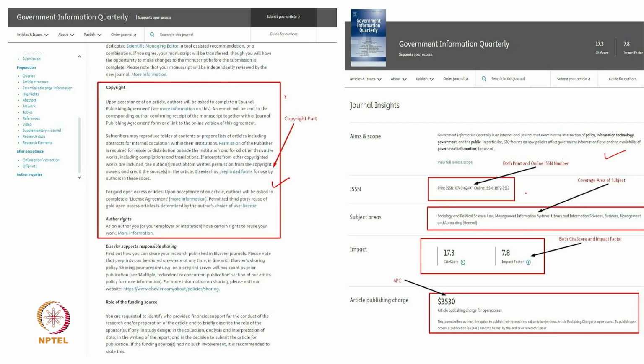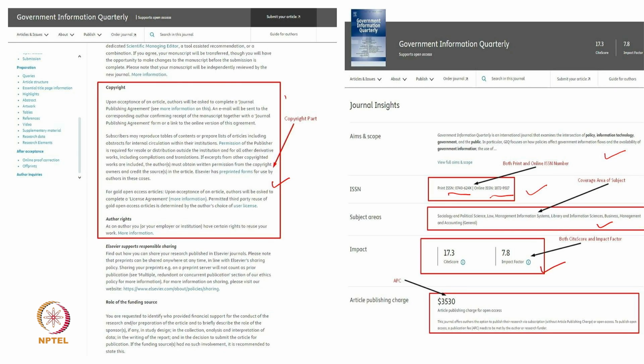Then the ISSN number is given. Here you will see there are 2 ISSN numbers given. One is for print and one is for online. So this journal is available in 2 publication modes: print form and online form. Then the next part is the subject areas. This particular journal publishes research on sociology and political science, law, management, library and information science, business, management and accounting.